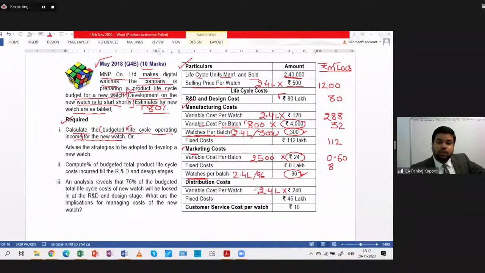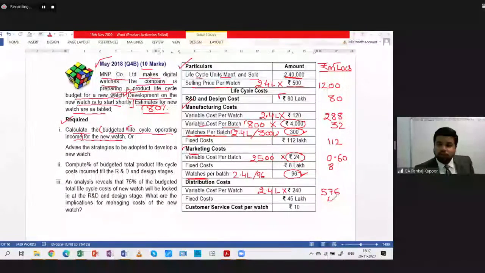Variable nature. What will be variable distribution cost? Yes, Rohita, correct answer. Hema, correct answer. Absolutely fine. Okay, calculate the variable cost for the distribution purposes quickly. 2.4 lakh into 240, it will be 5 crore 76 lakh. We will write it 576.